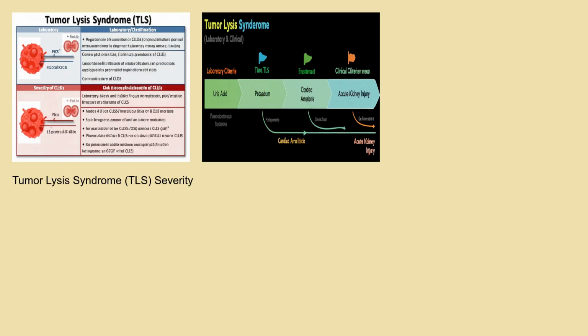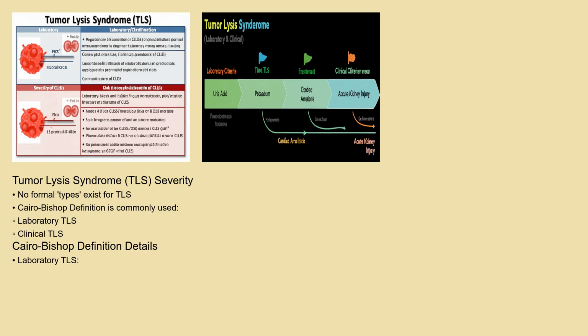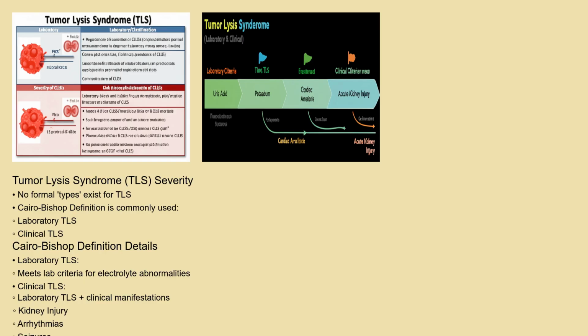While we don't typically classify tumor lysis syndrome into types, it's important to understand the severity of the condition. The Cairo-Bishop definition is often used, which categorizes TLS as either laboratory TLS, meeting laboratory criteria for electrolyte abnormalities, or clinical TLS, a laboratory TLS with clinical manifestations such as kidney injury, arrhythmias, or seizures. The severity of the electrolyte abnormalities and the presence of clinical symptoms guide treatment decisions.